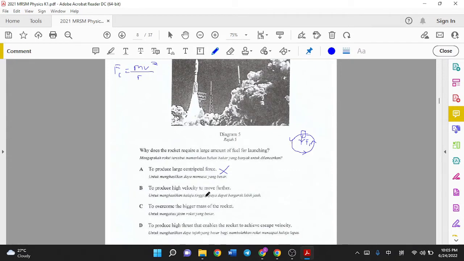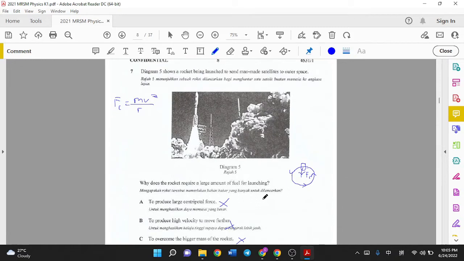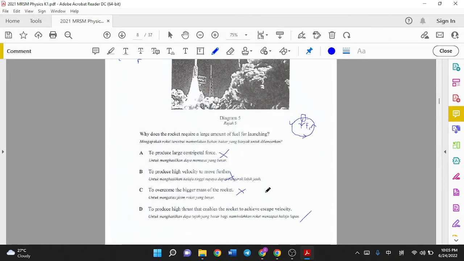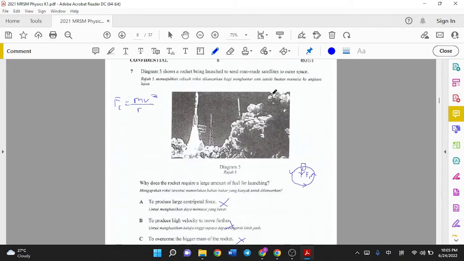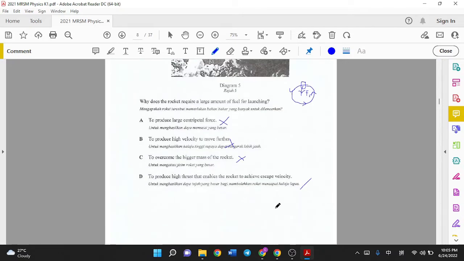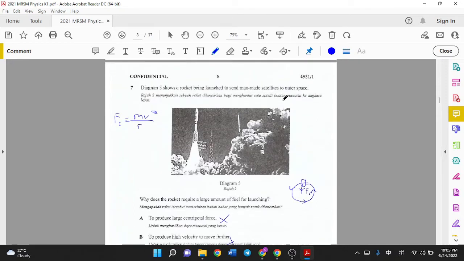Next, to produce high velocity to move further, no. To overcome the higher mass of your rockets, no. To produce high thrust that enables the rockets to achieve escape velocity. So this is true because the objective of our satellites is to move to outer space, and it needs to overcome the escape velocity, because it is being sent to outer space. It is not orbiting our Earth.